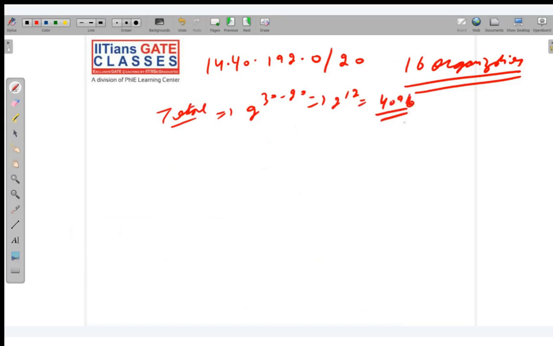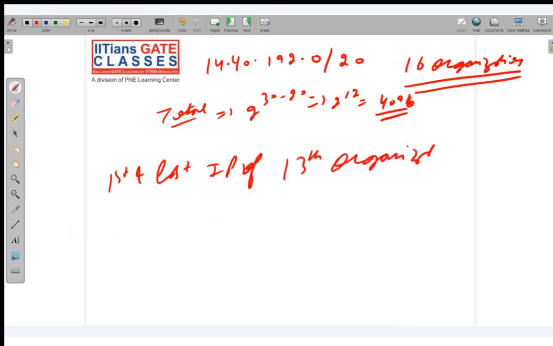And now I should do a very typical kind of question. Okay, so I will say first and last IP of 13th organization. How we will do it? 13th organization. So I will say since 20 bits, first try to bifurcate 20 bits.